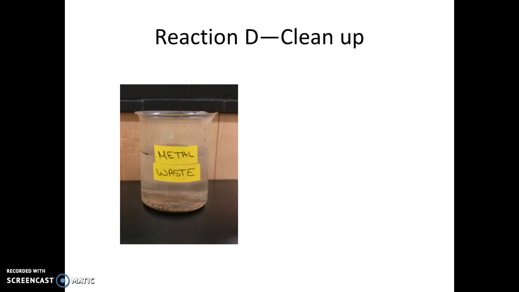When you're all done with your observations for reaction D, you don't want to pour it down the drain. That manganese dioxide will still be present in your test tube, and we don't want it to go down the drain and clog the drains in lab. There'll be a metal waste container in the front of the room, and you want to pour out the contents of reaction D into the metal waste container. If any of the manganese dioxide gets stuck in your test tube, use your deionized rinse bottle to rinse all of the manganese dioxide into the waste container. You can then wash out your test tube like you normally do.